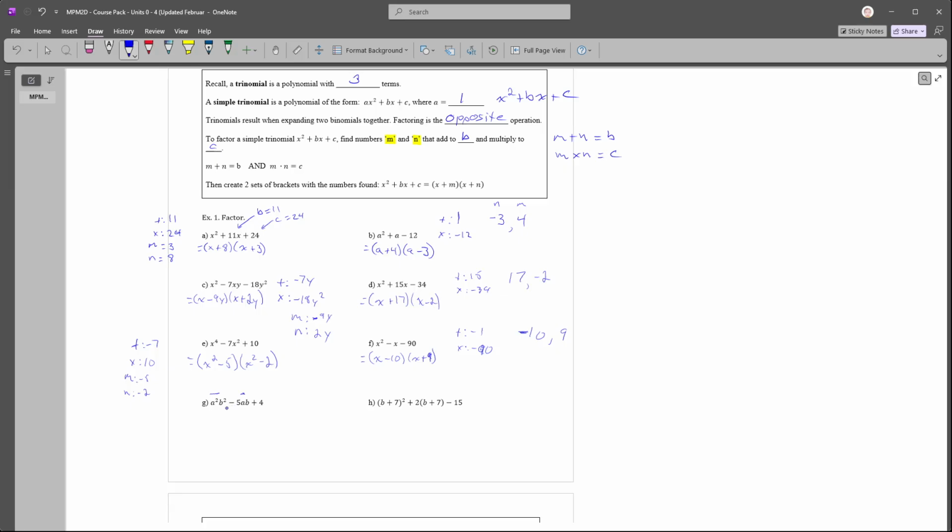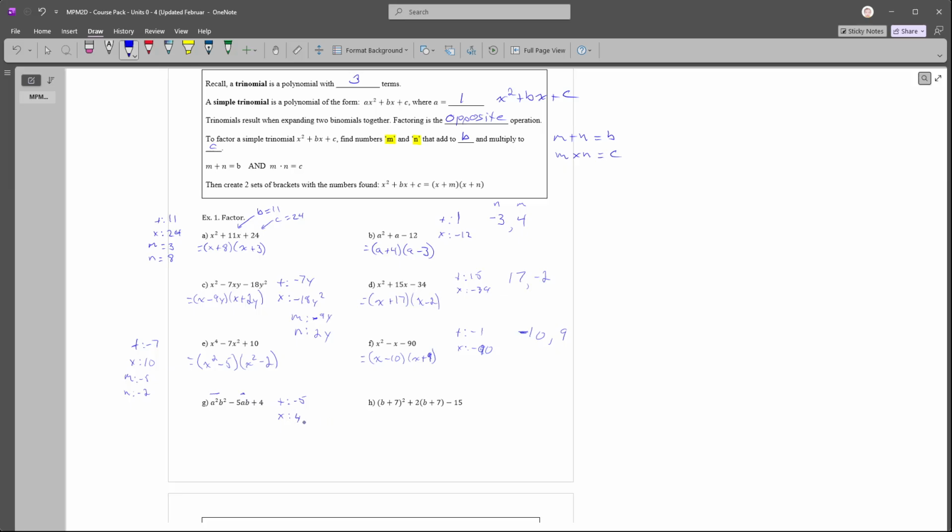Technically speaking, the b could work just as well, so it's going to be the same thing. Okay, so we need two numbers that add to what? They need to add to negative 5. They need to multiply to 4. This is a positive number, so that tells me that they're going to both be the same sign. This is a negative number, that tells me that they're both going to be negatives.